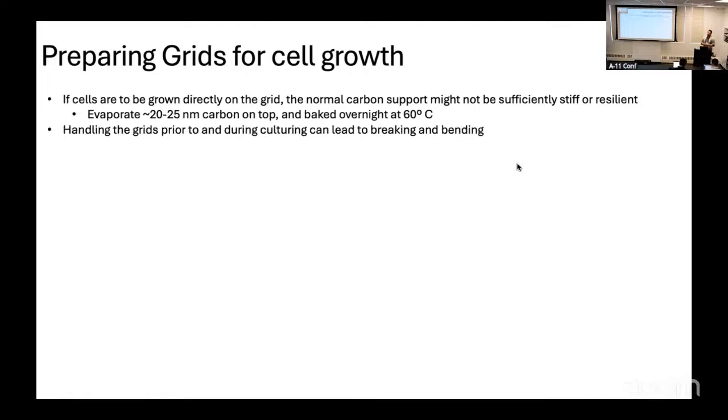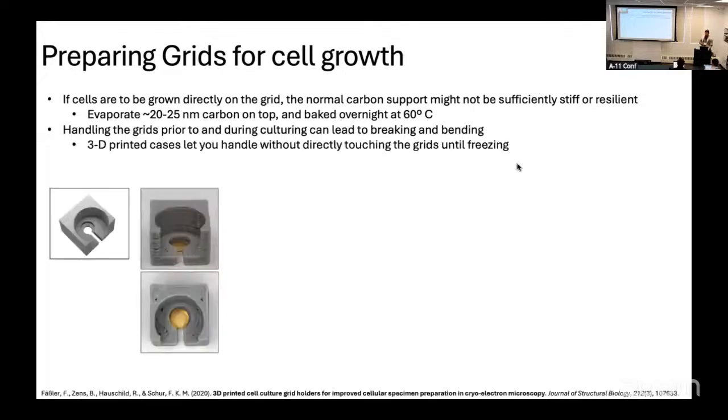And another thing that you really have to think about is that in a lot of these culturing steps, there's a lot of picking the grid up, moving it to a different buffer, picking it up, washing it. And if you're going to pattern, there's a lot of movement, and there's a lot of chances of bending the grid. Some people have really good hands and they can just do this and they don't worry about it. But for me, I ran into a lot of issues.